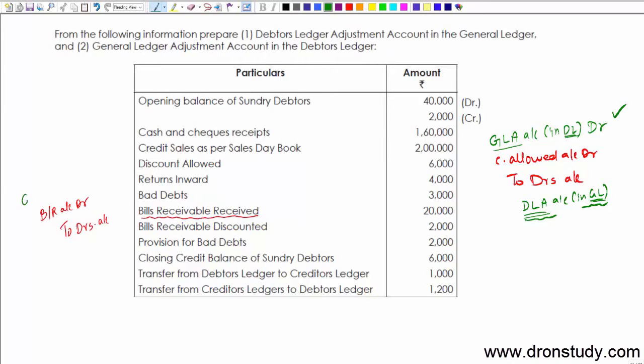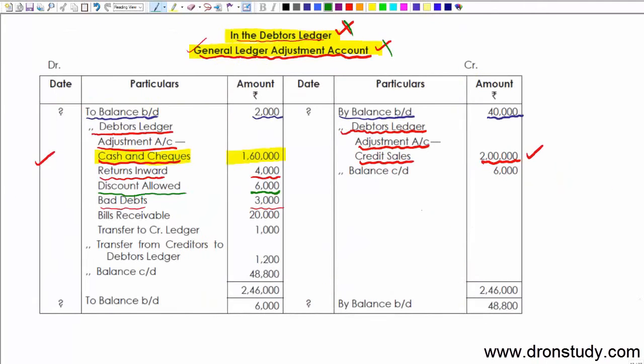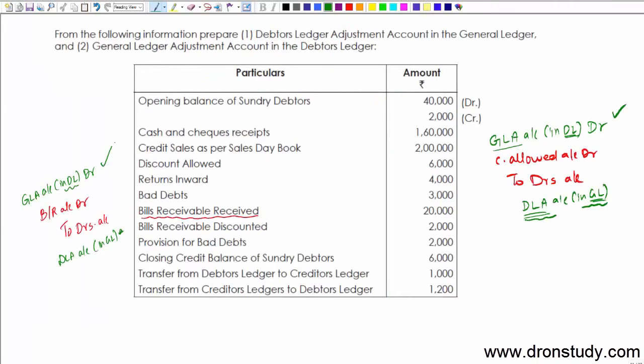The self-balancing entry is that the general ledger adjustment account in the debtors ledger should be debited, and the debtors ledger adjustment account in the general ledger should be credited, right? So what we should do, first we should go to the debtors ledger. The general ledger adjustment account should be debited by 20,000. So debit aspect is taken care of.